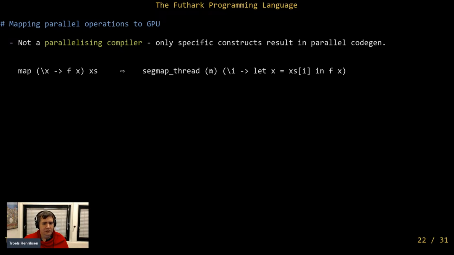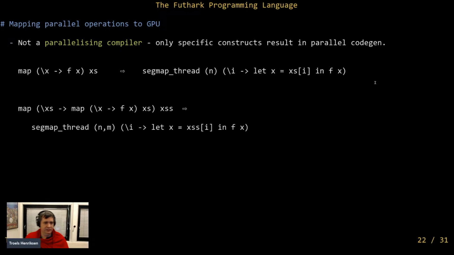In the segmap thread, you tell it essentially the grid size in threads, not thread blocks. In this case, it's a one-dimensional grid of n threads, and then every thread will run this function. It will be given its ID, I, which will be in the index space of n, so from 0 to n minus 1. You can use that to index some array to get out an x, and then it can do whatever the function here is supposed to do with the f. And of course, this part can also be complicated because maybe there's some allocation in there that needs to be expanded and so on. But the basic idea is not so complicated. A map just turns into a segmap thread with one thread per element of this array.